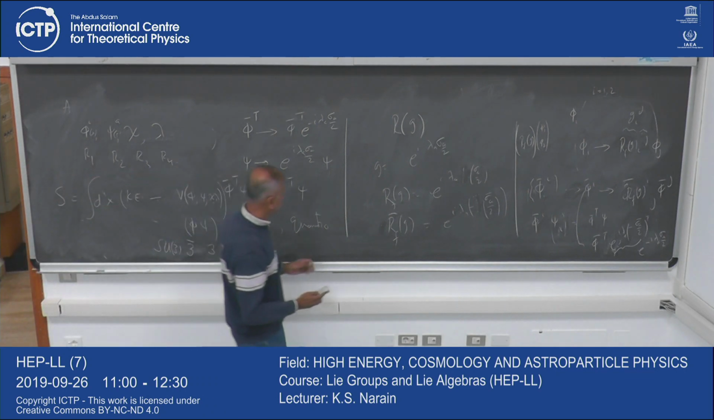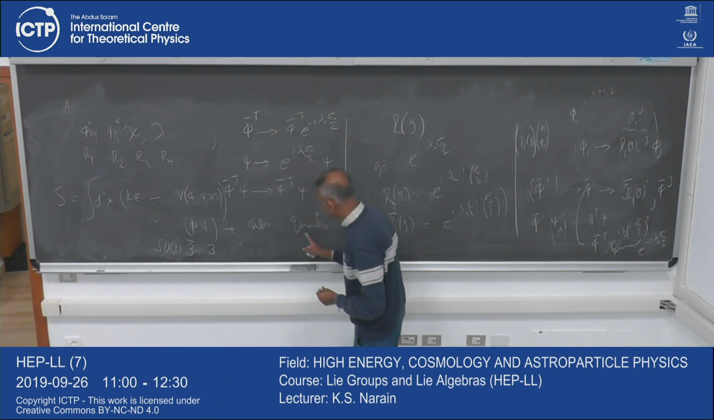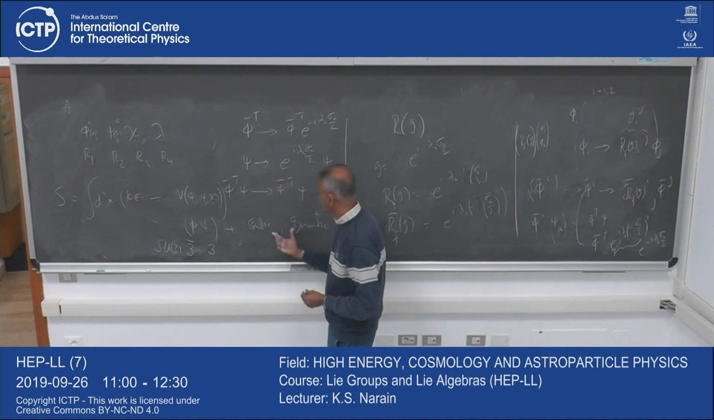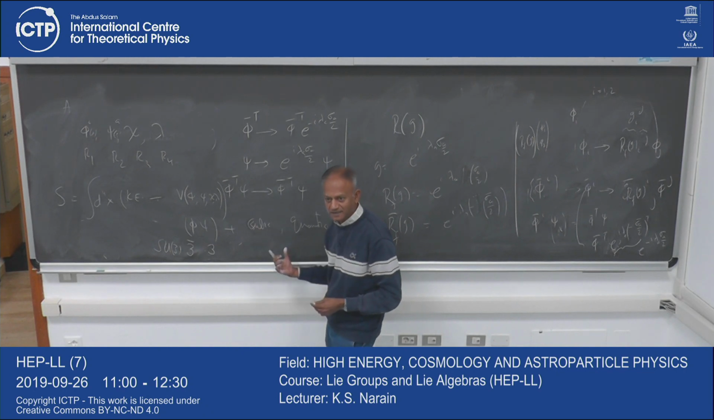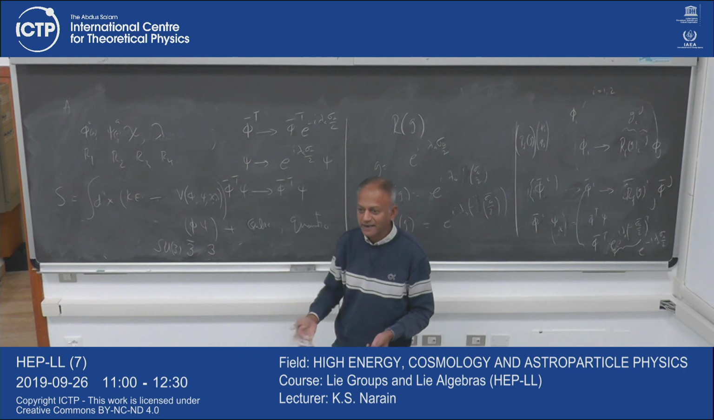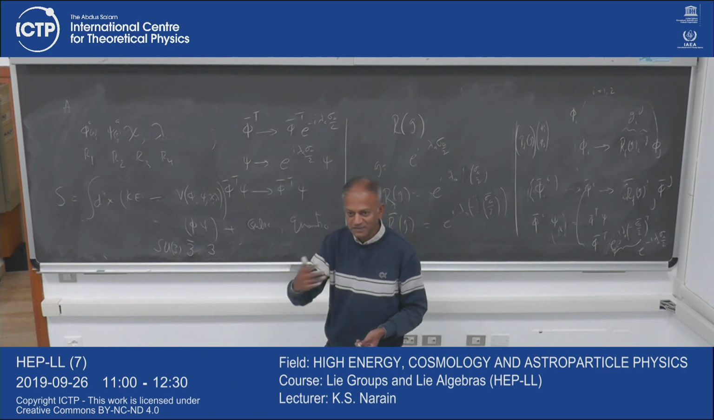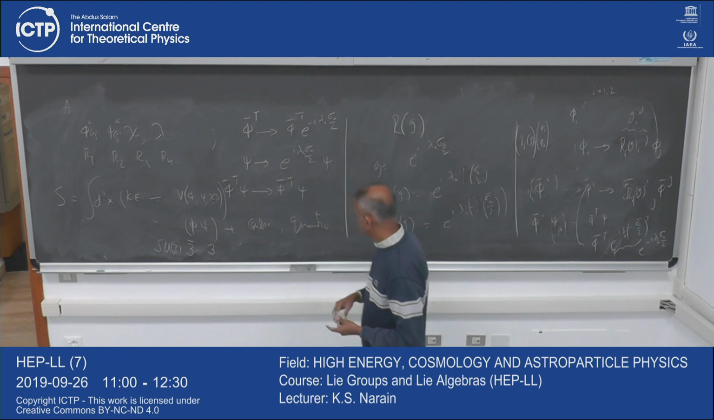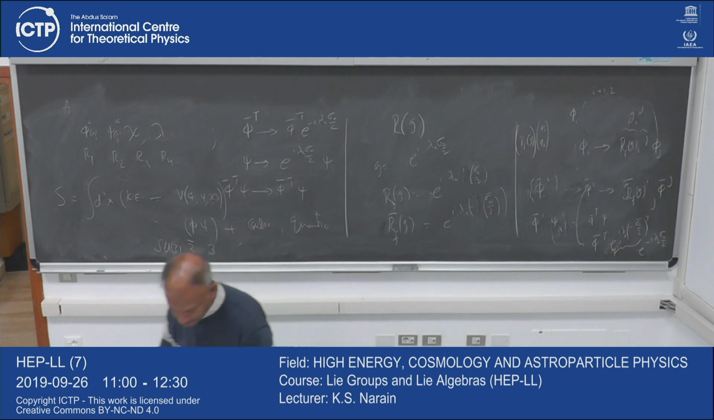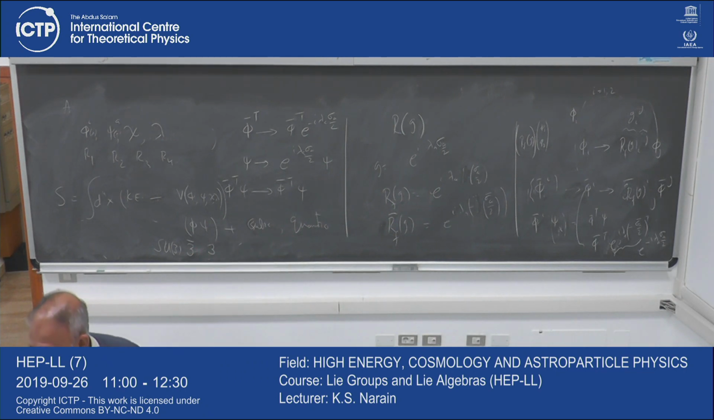Okay, so this also tells me that we should have a way to construct invariants for the cubic and quartic terms, etc. Otherwise, we will not have any interesting interacting quantum field theory which has some symmetries, right? So that leads us to the next chapter, which is the tensor product representations.